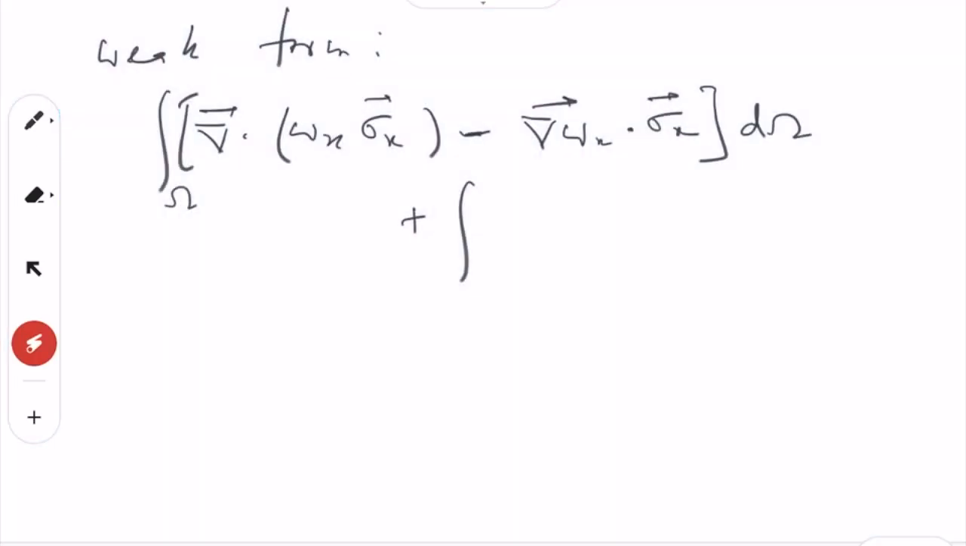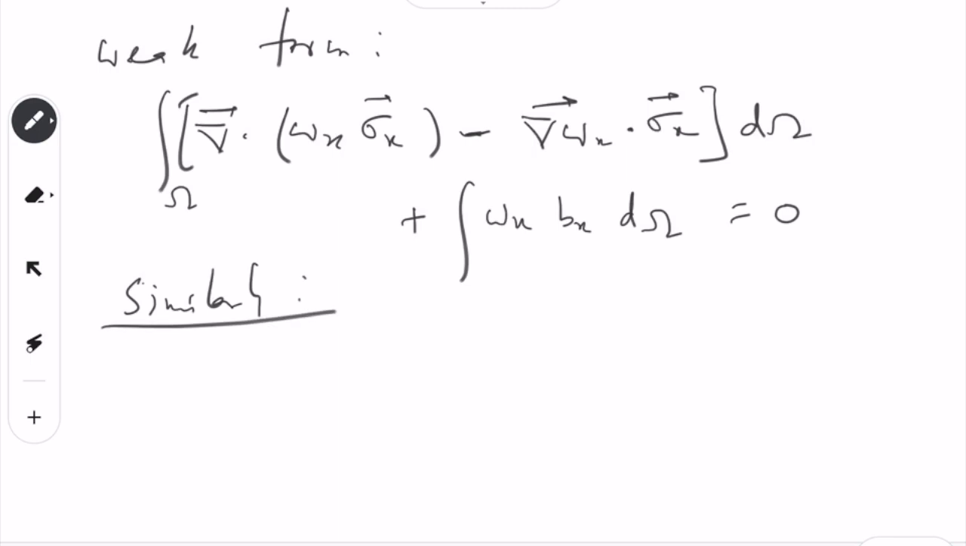So we write Wx bx d omega equal to 0. So this is what we got. This one is just taking the x, the balance of forces in the x direction.